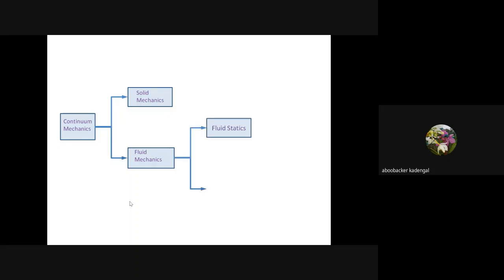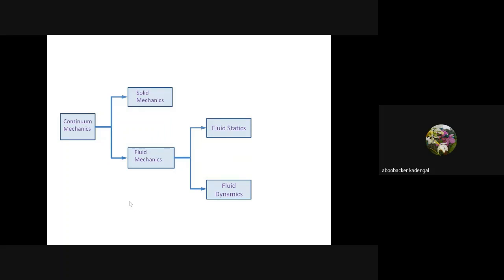Fluid mechanics is further divided into fluid statics and fluid dynamics, because mechanics has branches, statics and dynamics. Fluid statics is only related to floating bodies and stability, etc., because in a static fluid, the only force is the pressure force. No shear stresses will be there in the static fluid. So only pressure will be there, and related to the pressure we will have a net pressure force, buoyancy, and related stability, etc.